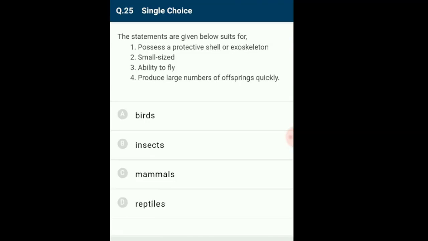Question number 25. The statements given below suit insects. Insects are most successful because they show specific structural and morphological adaptations that permit them to escape from predators, natural dispersal, and resist environmental changes, as they have a protective shell or exoskeleton, a small size, ability to fly, and capacity to produce a large number of offspring quickly. So the correctly matching option is option B, insects. The given statement suits insects.